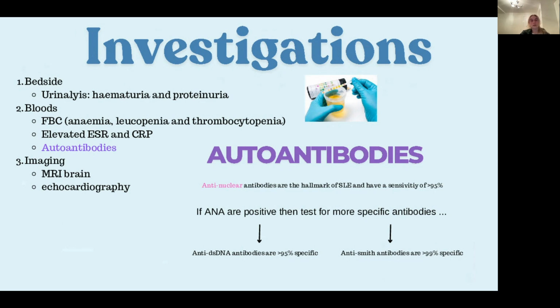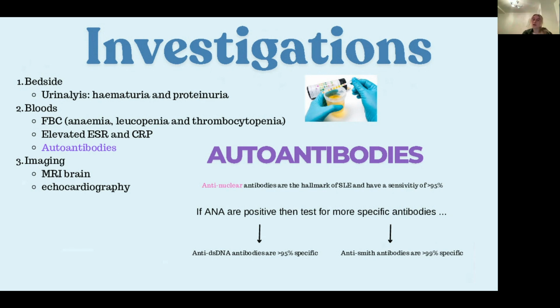So autoantibody-wise, first of all, you want to do a rule-out test. You can do antinuclear antibodies because these are positive in about 95% of patients, but they're not specific to SLE. So if your ANA is positive, then we can look at some more specific antibodies. Your textbook one would be your anti-double-stranded DNA, which is 95% specific. And then you've also got anti-Smith antibodies, which are 99% specific. So first of all, you do anti-nuclear, because if that is negative, then it's very unlikely to be SLE. And then you do your more specific antibodies, such as anti-double-stranded DNA.